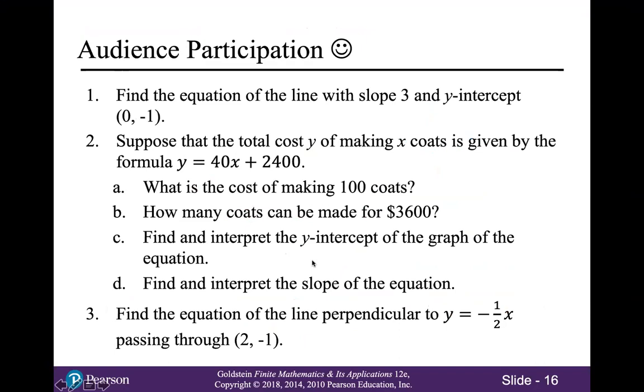All right. So once again, I've got some audience participation problems. If you would like to try one or more of these problems and you're a student in my class, you can post those on the discussion board.